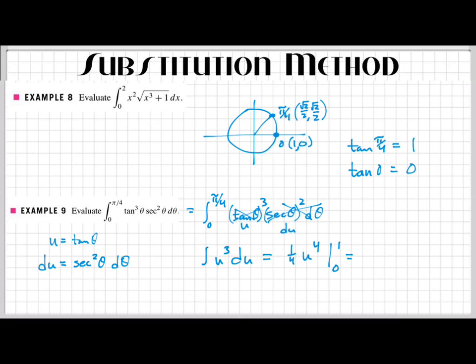Hey, that doesn't look that bad. 1 over 4. Now I'm plugging in 1 raised to the 4th power, which doesn't matter. That's just going to equal 1, minus 0, because when I plug 0 into this, it's just going to be 0. So my answer is a pretty little 1/4.